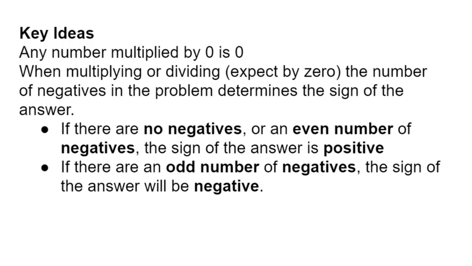Any number multiplied by 0 is 0. When multiplying or dividing, except by 0, the number of negatives in the problem determines the sign in the answer. What that means is, if there are no negatives or an even number of negatives in the problem, the sign of the answer will be positive. If there's an odd number of negatives, it will always be negative.